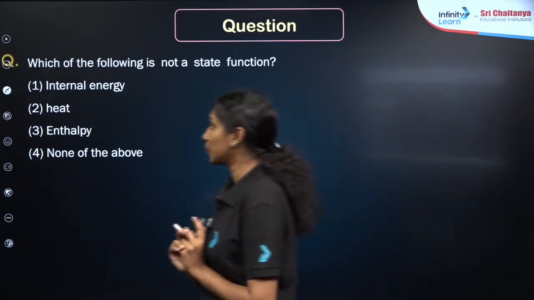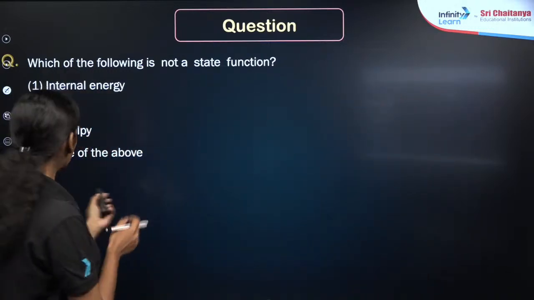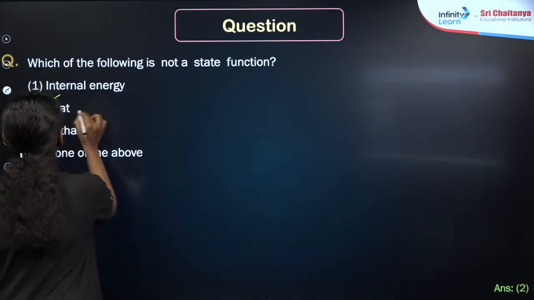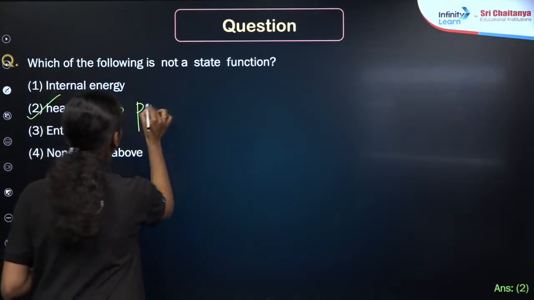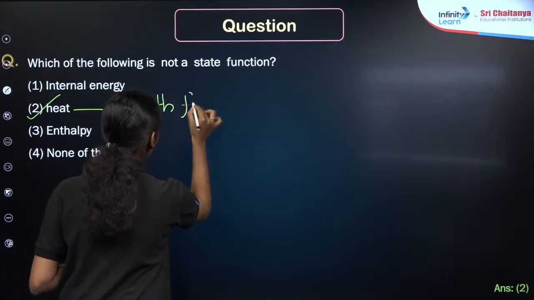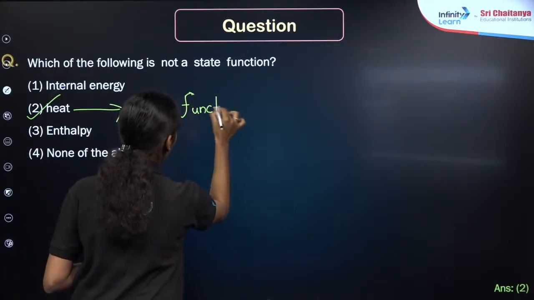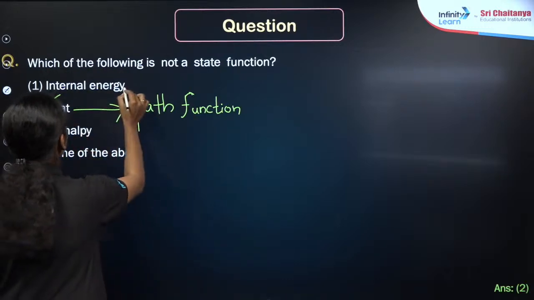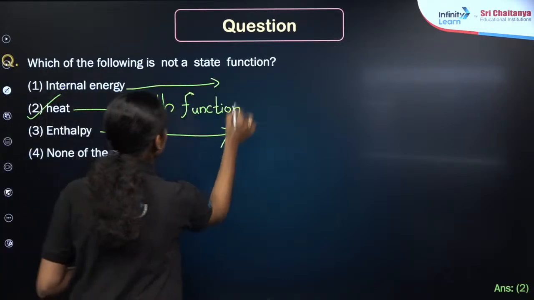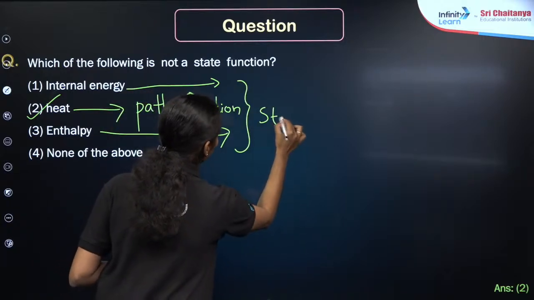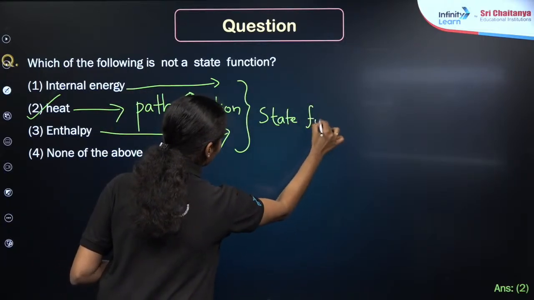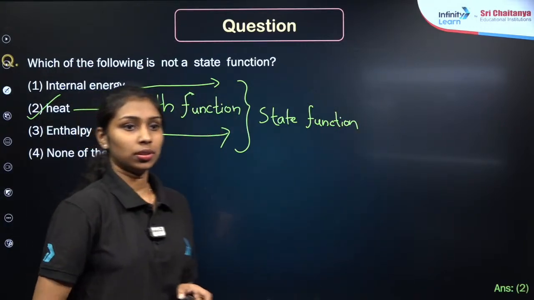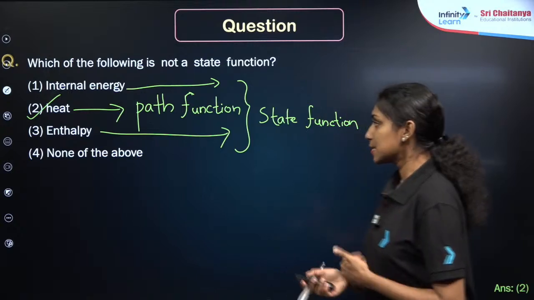B, right? Heat. Because heat does not depend on the initial and final state, right? So we can call it a path function, right? Clear? Path function. So option 2, heat, will be the correct answer here. And internal energy as well as enthalpy are examples of state functions, which depend on the final as well as initial state, right? Yes, heat is path dependent.